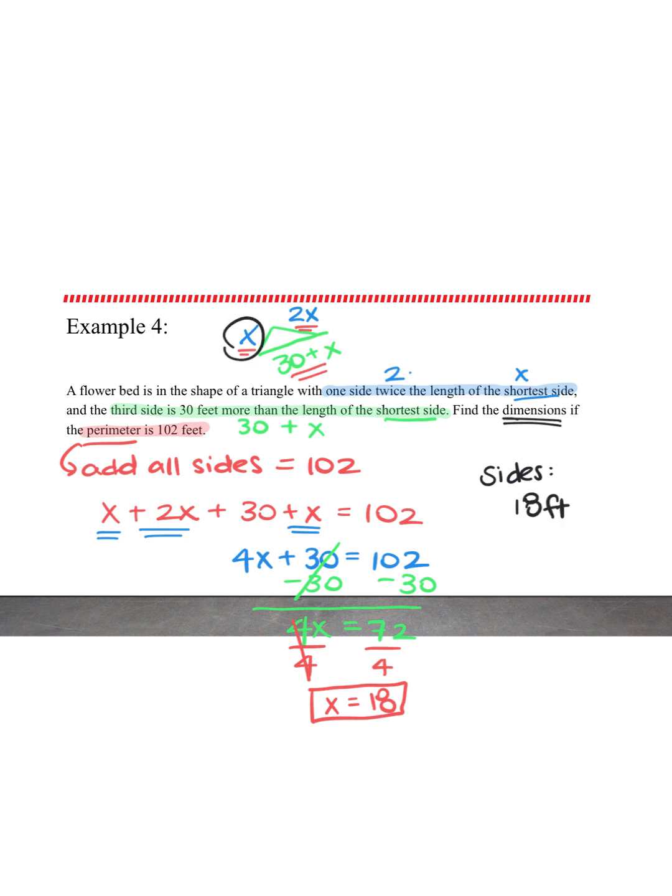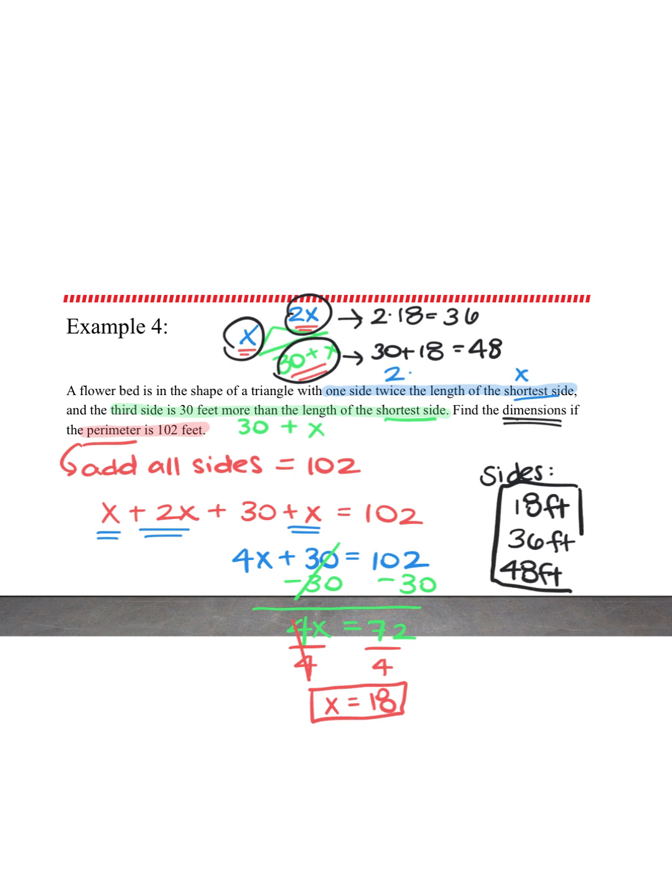The next side is 2 times x. So if we do 2 times 18, we get 36. So one side of our triangle is 36 feet. And then our last side was 30 plus x. So 30 plus 18. And that last side then is 48 feet. So our final answer is those three dimensions right there.